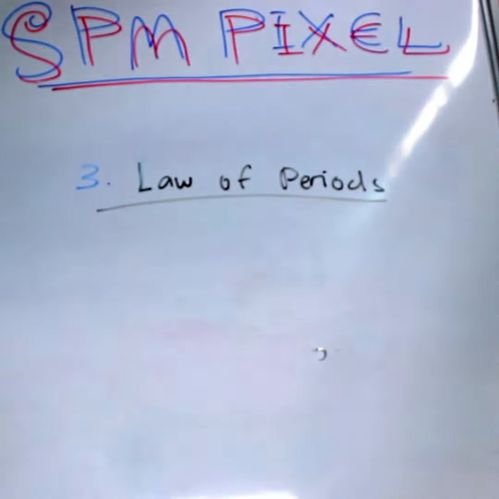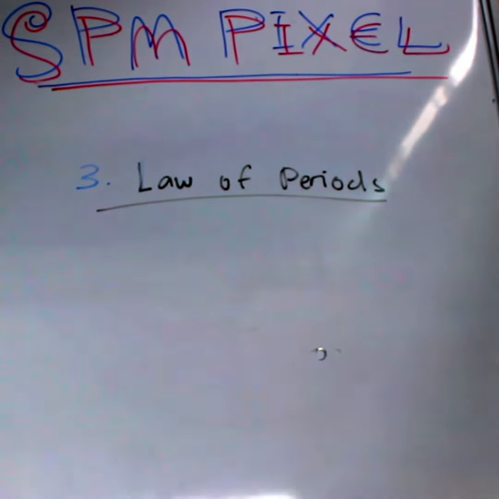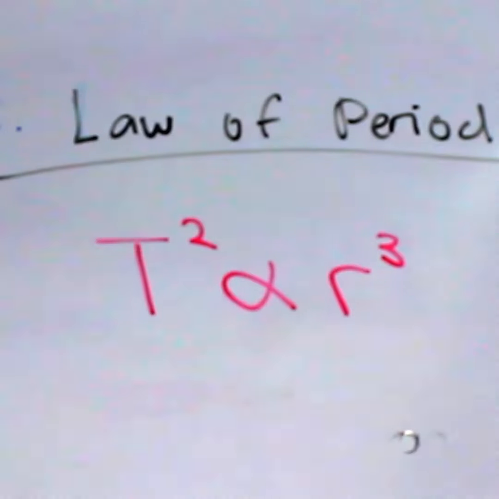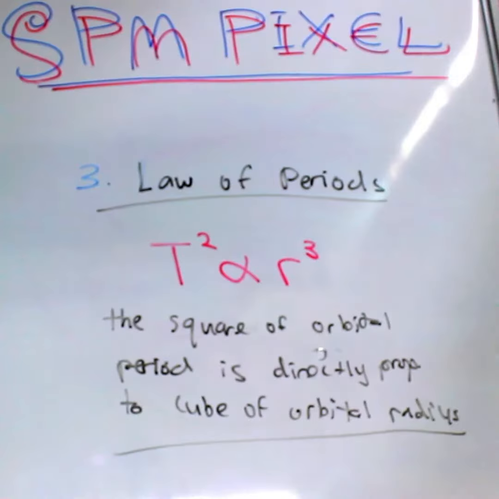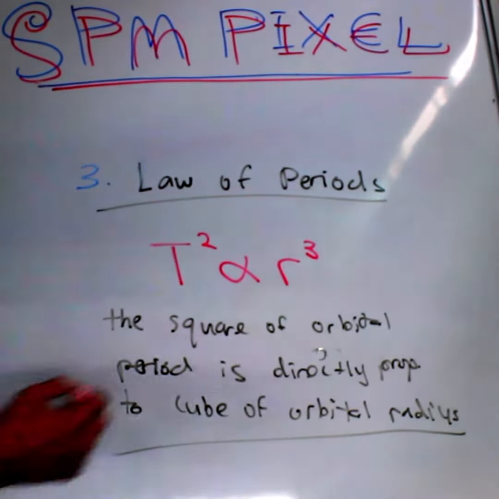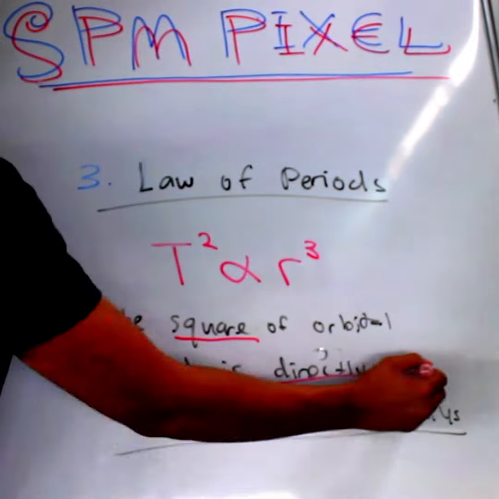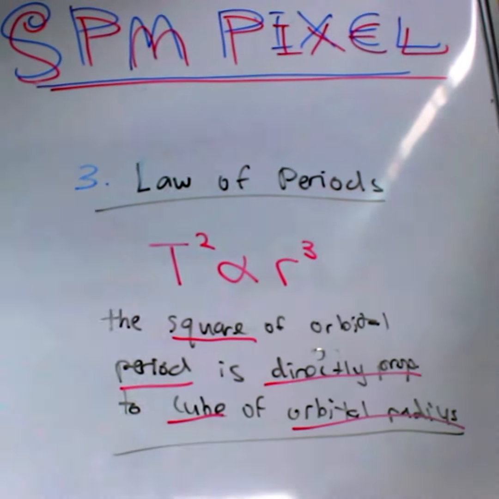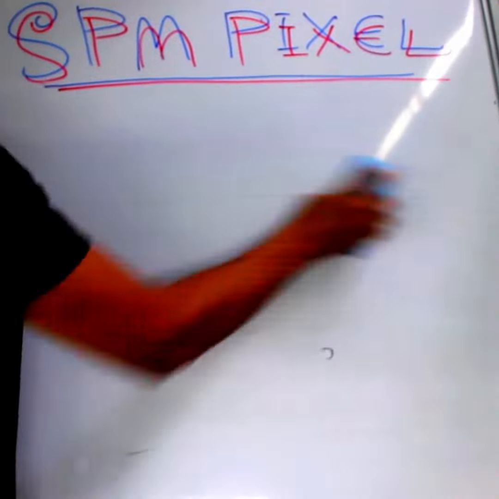Now the last one is the law of periods. The law of periods is always the hardest one to memorize because there are so many words and so many terms that you have to memorize. But the law of periods is basically this: T squared directly proportional to r cubed. But of course you can't write that down because you're not going to get any marks if they ask you that. So for the actual answer, you must write: the square of orbital period is directly proportional to the cube of orbital radius, but you base it on T squared directly proportional to r cubed.